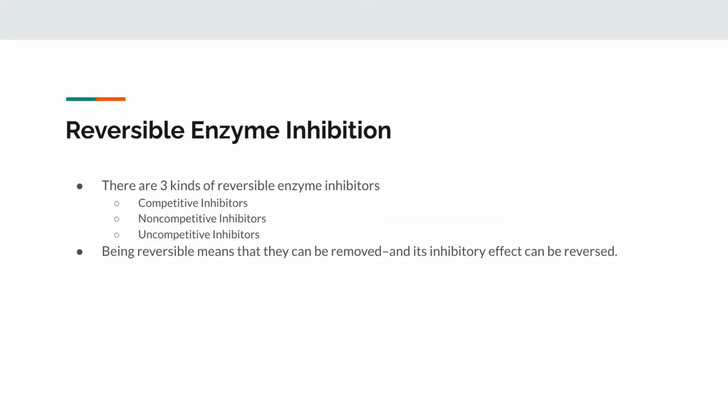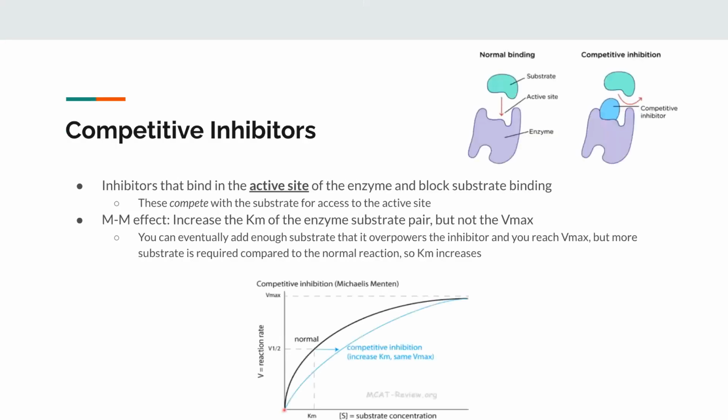These are reversible enzyme inhibitors, right? Modes of inhibition. Because they're reversible, it means that they can be removed and their inhibitory effect can be reversed. You're not carrying out a permanent post-translational modification to the enzyme, right? The actual protein that is the enzyme is staying the same. You're just adding an inhibitor that has some sort of inhibitory effect, and this inhibitor can come off if you need it to.